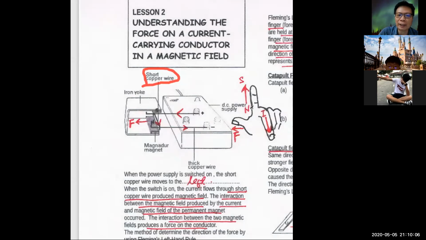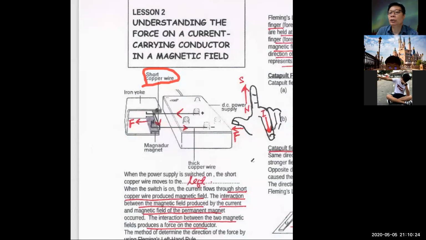And then you notice that when you put the first finger up here and this finger here, your thumb points to the left. That's why the force goes to the left. So this small wire is being pushed to the left, because the direction of the force is to the left.